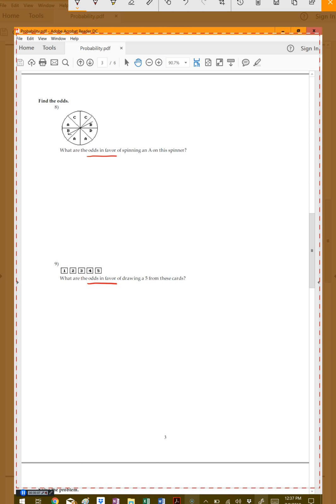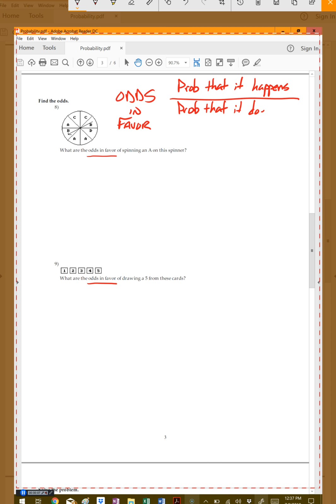We'll actually calculate odds against on both of these, and we'll look at how odds in favor and odds against are related to each other. So odds in favor is actually a compound fraction that involves probability. Odds in favor is the probability that it happens, and this is a fraction, and we're going to put that over the probability that it doesn't. So this will be a fraction over a fraction.